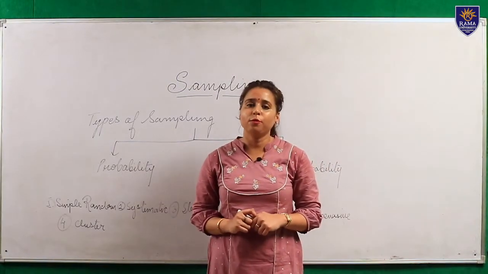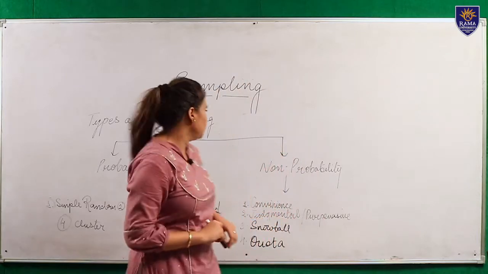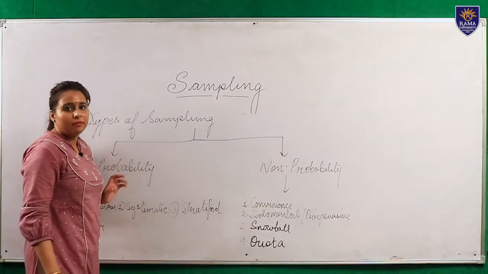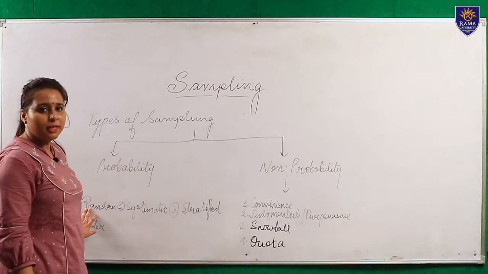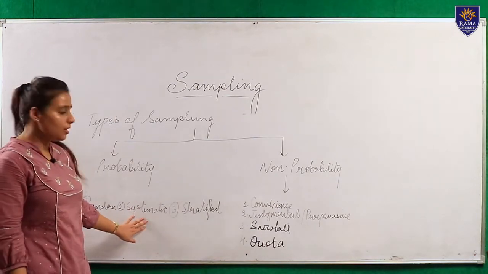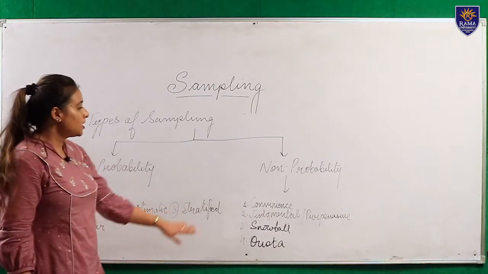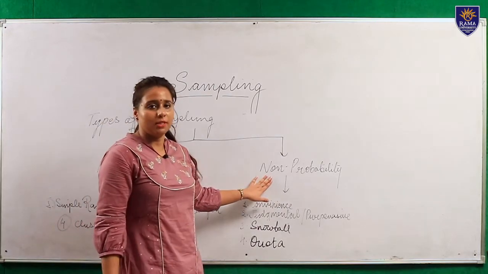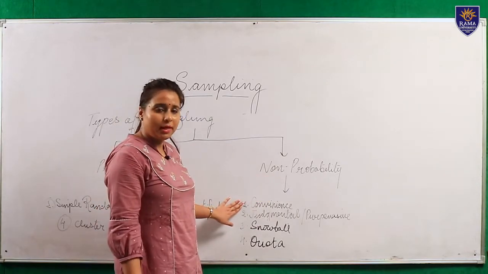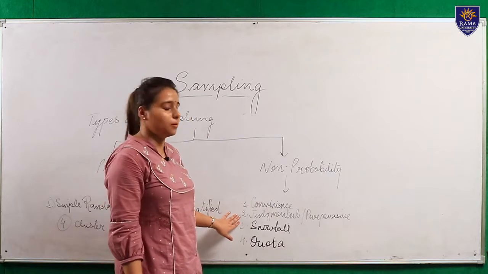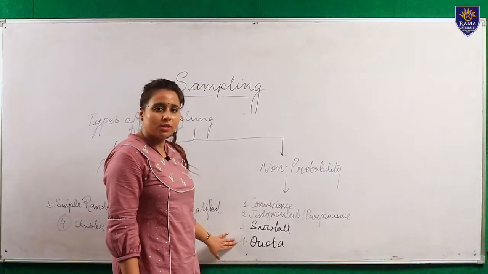Now, we shall move forward on to types of sampling. There are two types of sampling. First being the probability sampling, wherein it is divided into four parts. First is simple random sampling, second is systematic sampling, third is stratified sampling, and fourth is cluster sampling. The second part which we come to is non-probability sampling, which is again divided into four parts. First is convenience sampling, second is judgment or purposive sampling, third is snowball sampling, and fourth is quota sampling.